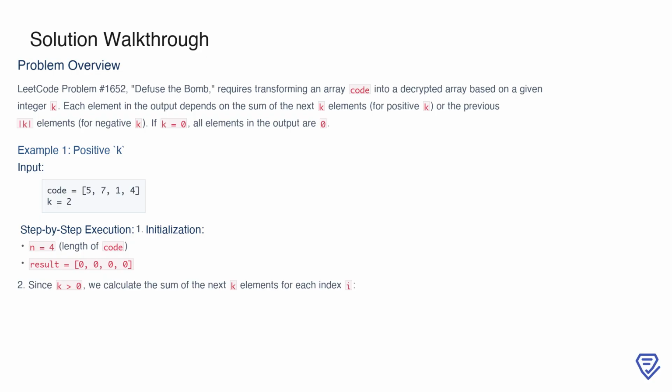For instance, with a positive k of 2 in the input array 5, 7, 1, 4, we calculate the next two elements for each index, wrapping around the array using modular arithmetic, and populate the result. Let's break this process down step by step to see how it works.